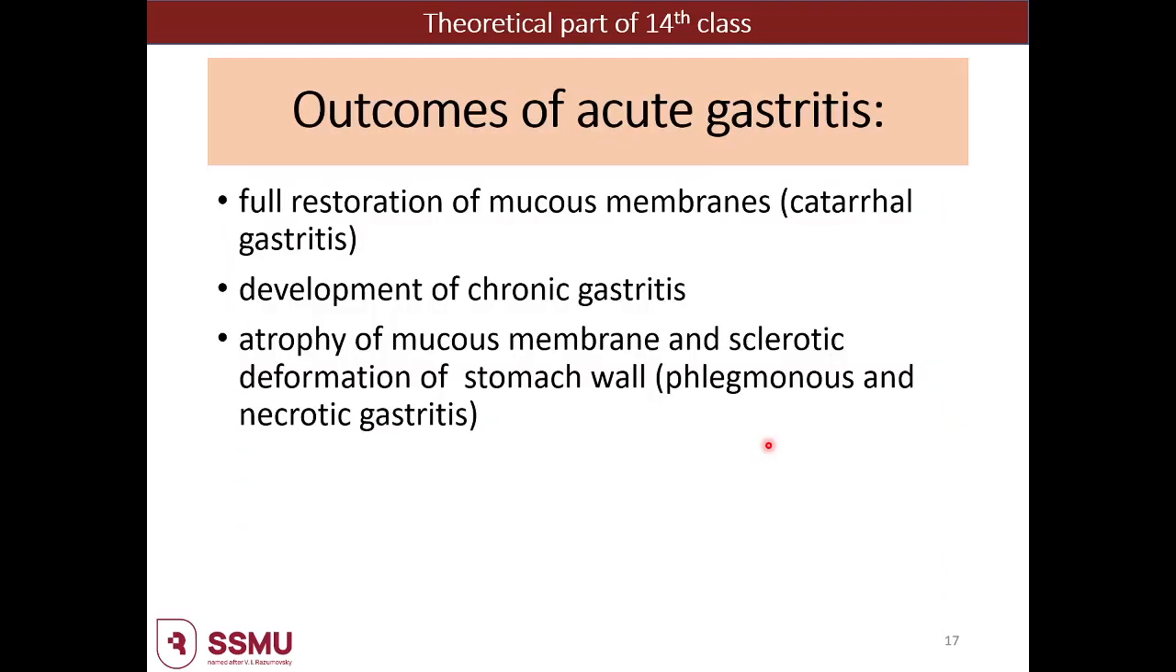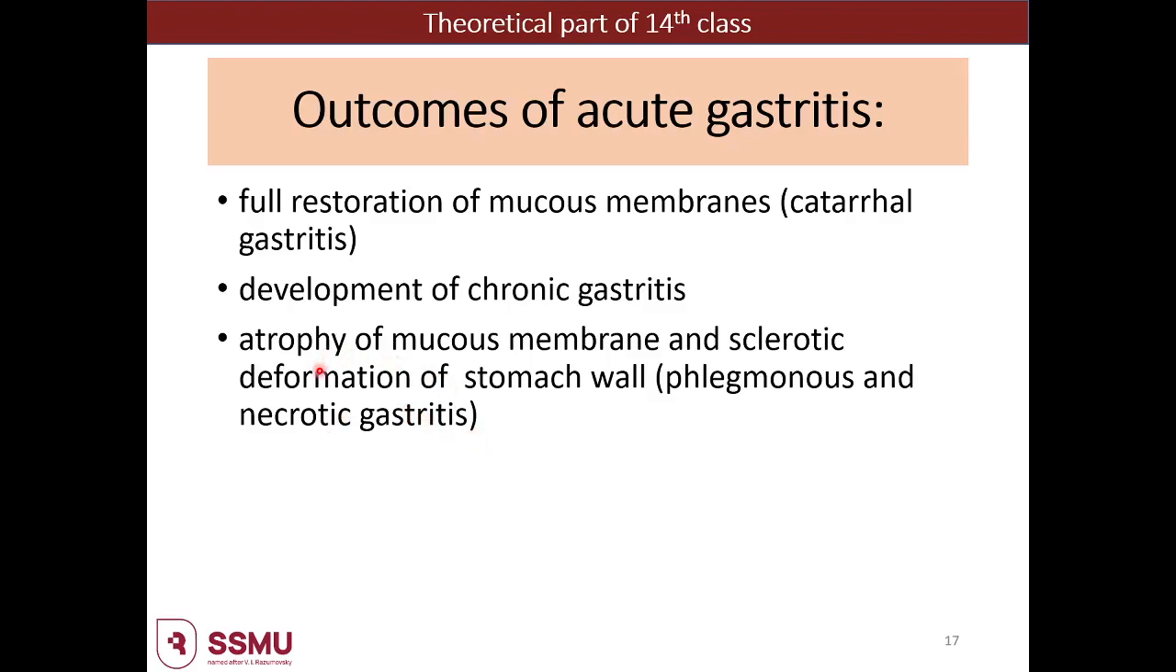Outcomes of acute gastritis may be different, and it is associated with the type of gastritis. It may be full restoration of the mucous membrane, in case of catarrhal gastritis, for example. Or development of chronic gastritis if our treatment is not enough, and atrophy of the mucous membrane and sclerotic deformation of the stomach wall, which is typical for phlegmonous and necrotic types of gastritis.